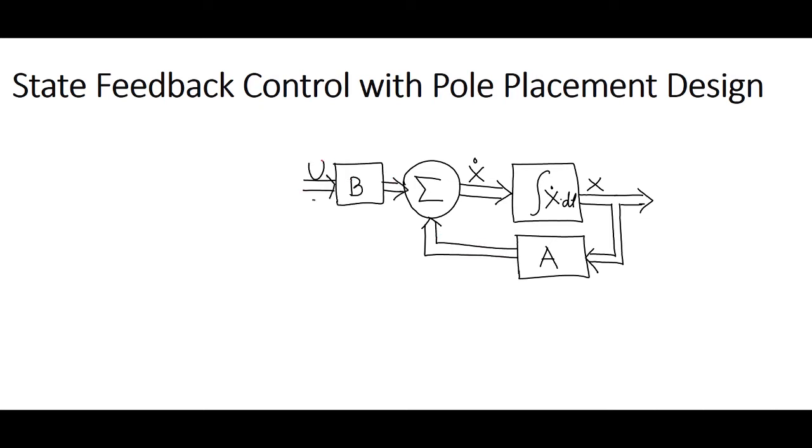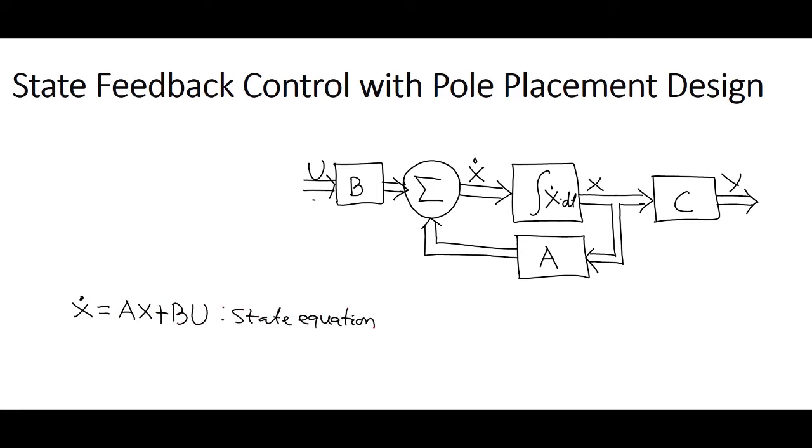So this is the system or plant, which is represented by the state space model, that is x dot equals A x plus B u, that is the state equation, and output equation y equals C x. Number of inputs to the system is m. So, that input vector u has dimension m cross 1.